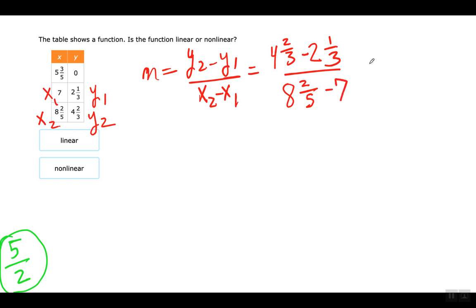All right, believe it or not, I could do this one quick. Let me show you how you could do this one quick. Este se puede hacer rápido. Okay, look at the fractions. 2 over 3 minus 1 over 3 is 1 over 3.